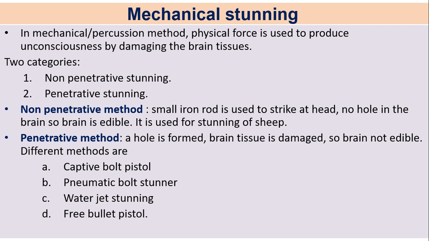In the case of the non-penetrative stunning method, a small iron rod is used to strike the head, with no hole in the brain, so the brain is edible. It is used for stunning of sheep. In the penetrative method, a hole is formed and brain tissue is damaged, so the brain is not edible. Different methods are the captive bolt pistol, the pneumatic bolt stunner, water jet stunning, and the free bullet pistol.